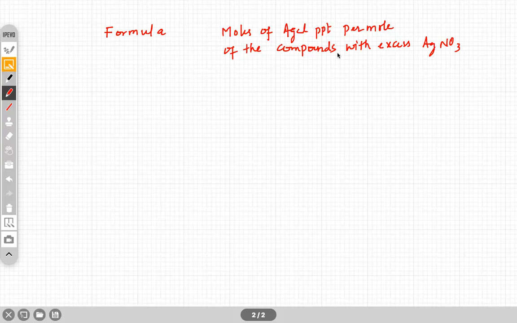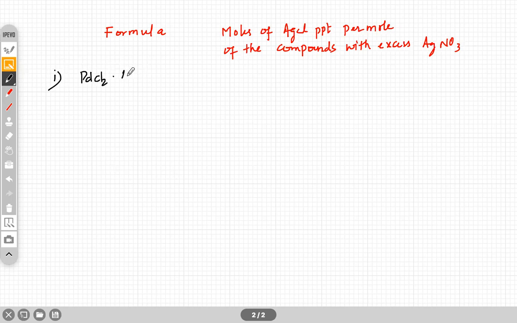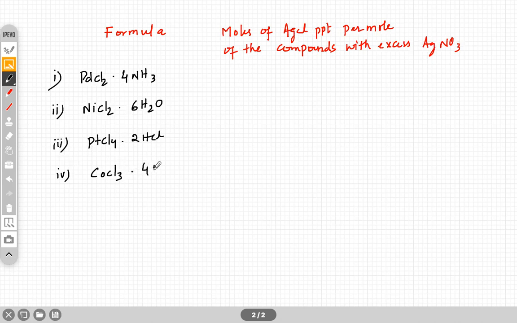Yes, so the formula and moles of AgCl precipitate per mole of the compound with excess AgNO3, right? So the formulas are given here. The first one is PdCl2·4NH3, then NiCl2·6H2O, then PdCl4·2HCl, then CoCl3·4NH3, and PtCl2·2NH3. These are the molecules given.